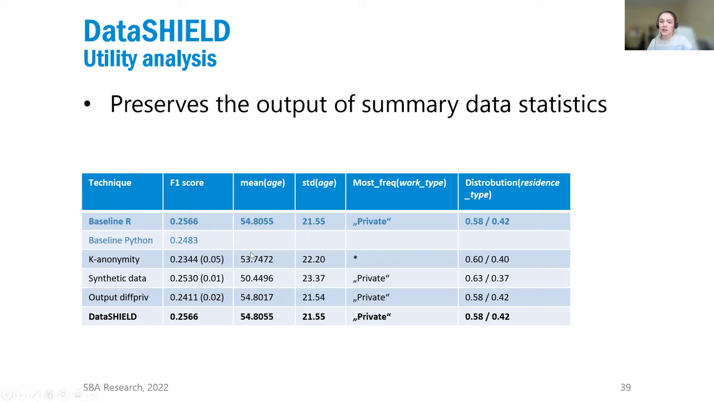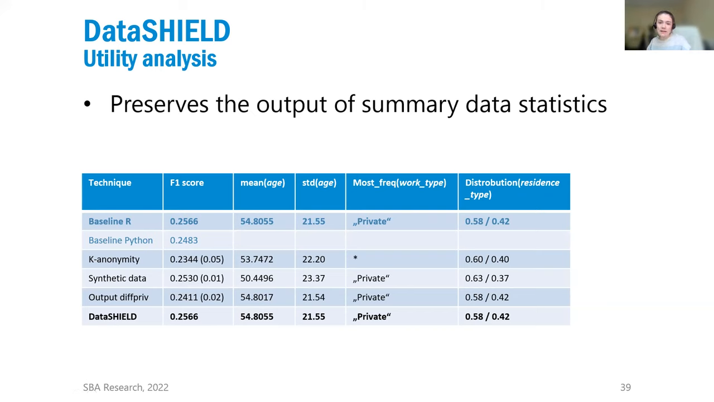And these are the results from one utility analysis where we compare the techniques on different utility outputs. For example, we trained a linear model on a data set and compared F1 scores. And you can see that DataSHIELD preserves the one from native R. So you can see that the first row and last row are actually the same value. And then the same thing holds for the other functions, so mean and standard deviation for numerical attributes and most frequent value and distribution for the categorical attributes. And you can see in other techniques, we have some kind of degradation in the utility. So basically, when utility preservation is the critical requirement, then DataSHIELD or TREs in general have the advantage.